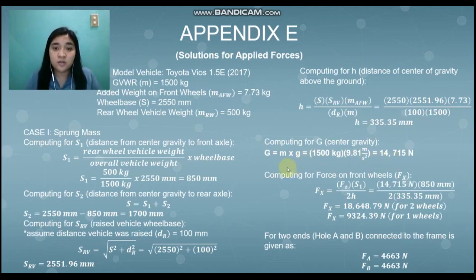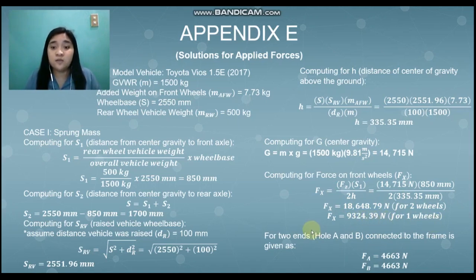Now we'll be using the equilibrium equation of mechanics to be able to compute the Fx, or the force on front wheels. So in order to get Fx, we need Fc, which is the center of gravity force, and then S1 computed before over 2 times H, and then we got the value of Fx, which is 18,648.79 newtons for the two wheels of the front part of the vehicle. So in order to get only one wheel, we're just going to divide this by 2, so we get a value of 9,324.39 newtons for one wheel.